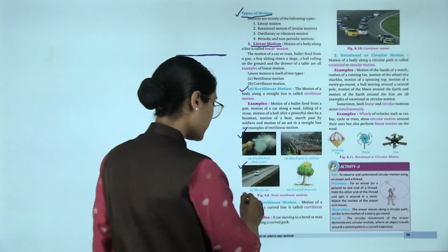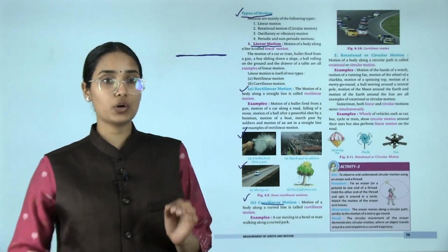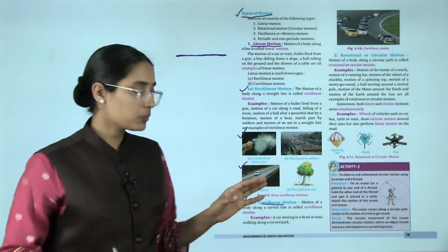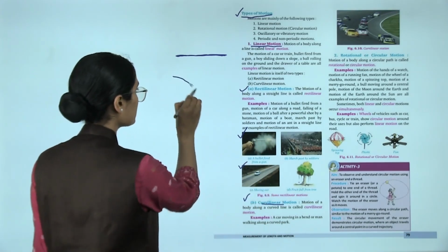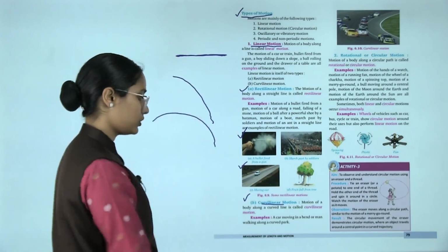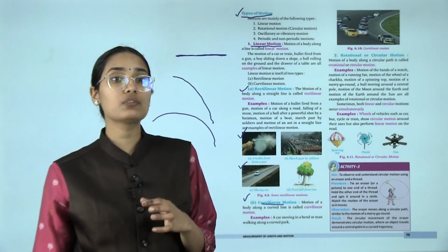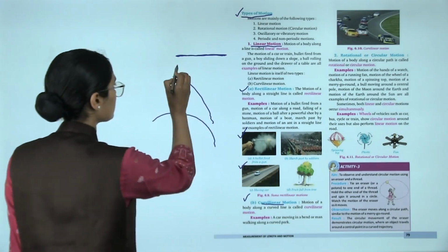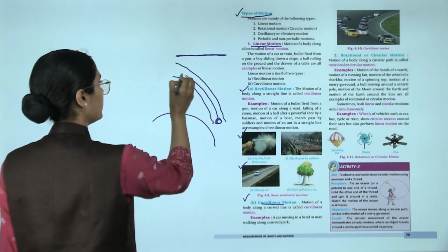Now, next comes the curvilinear motion. Motion of a body along a curved line is called curvilinear motion. When the motion is along a curved line, it can be slightly curved or more curved. For example, a car moving in a bend or a man walking along a curved path. For example, this is a park, and the person is moving like this.